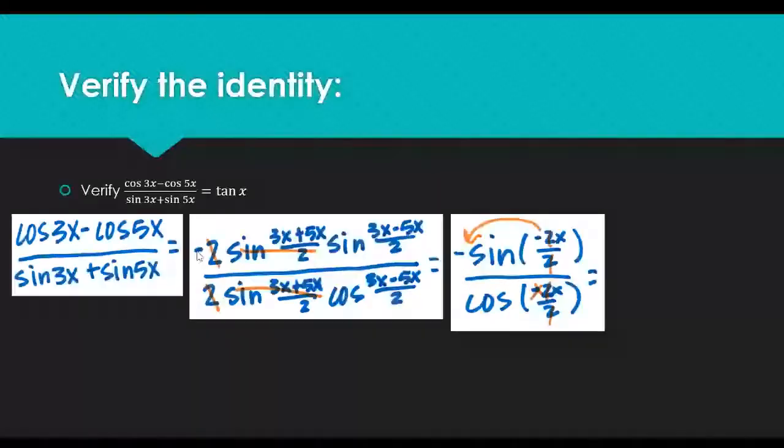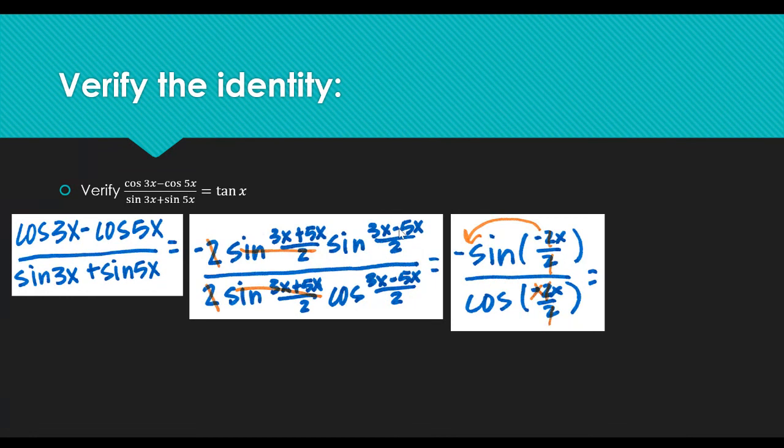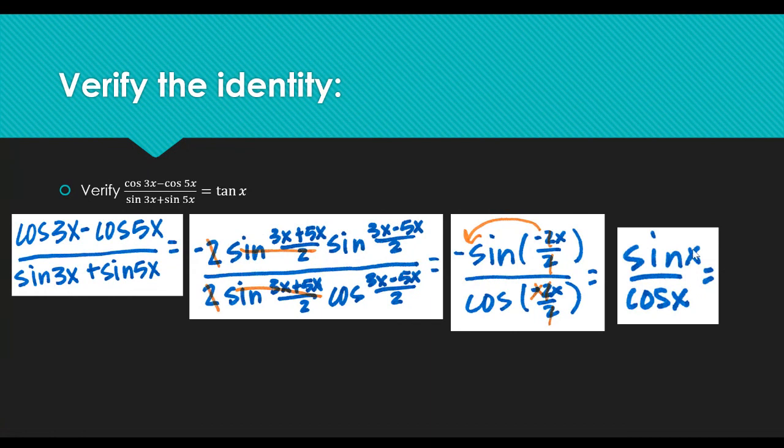So I'm left with a negative sine of 3x minus 5x over 2. Well, 3x minus 5x is negative 2x over 2. And then cosine of negative 2x over 2. So my 2's are going to cancel inside there. So it's just an x. With sine, if there's a negative on the inside, it goes out front. So it's going to cancel that negative out front. With cosine, if there's a negative inside, it just goes away. So that leaves me with sine of x over cosine of x, which is tangent of x. That's what we wanted. So that's how you can verify those.